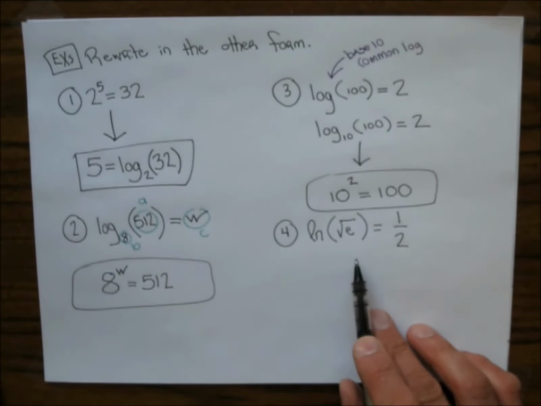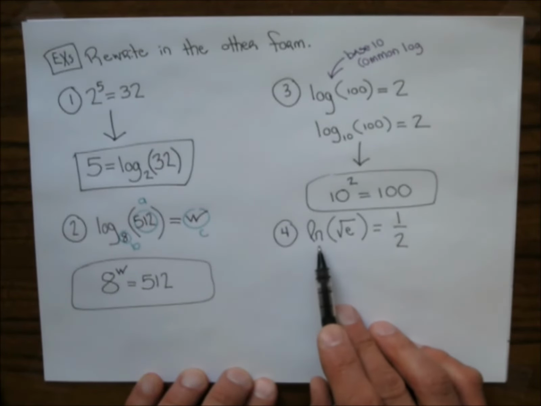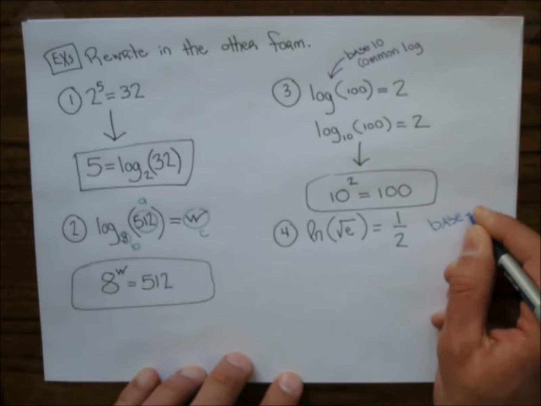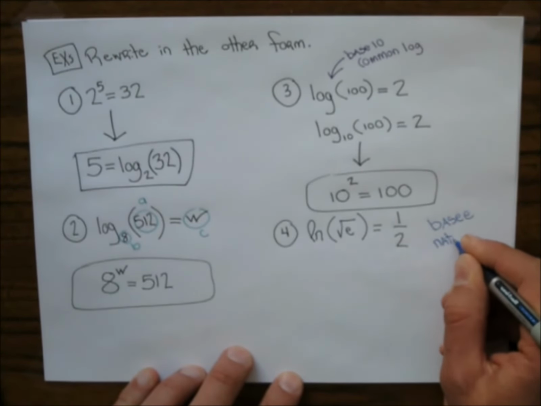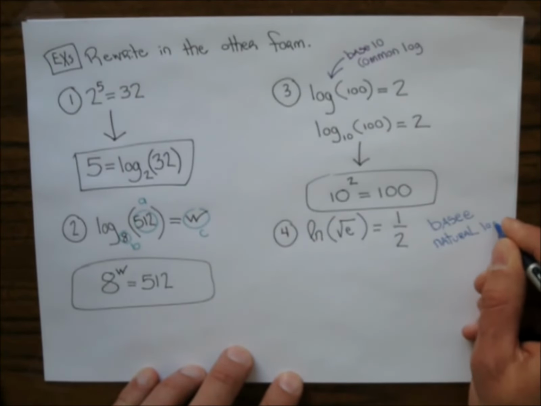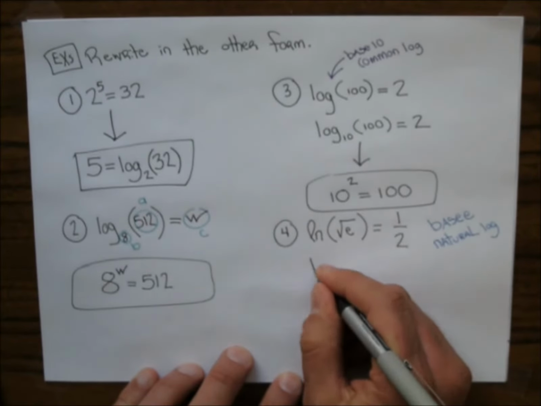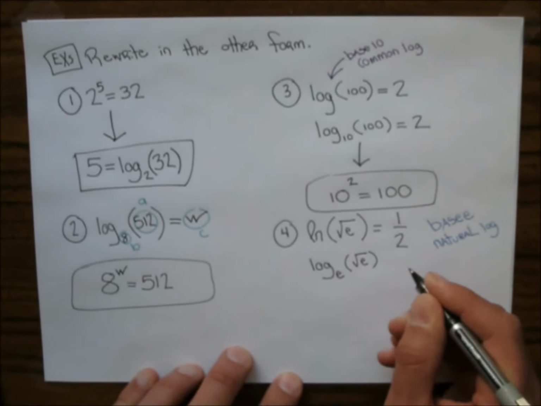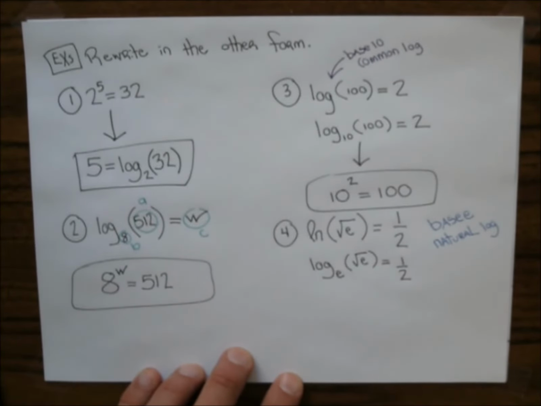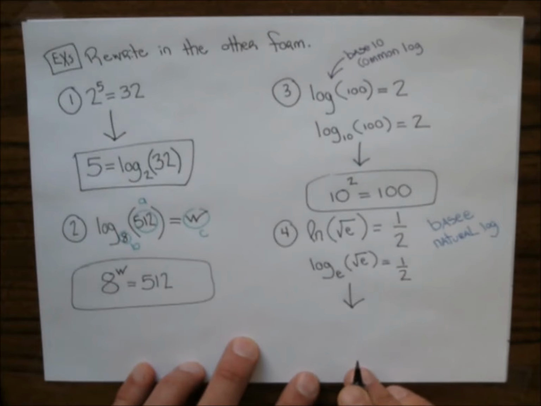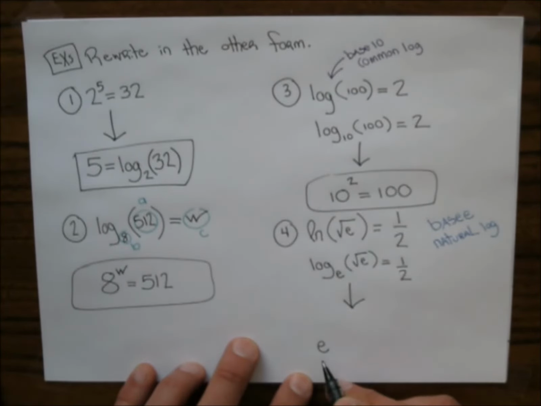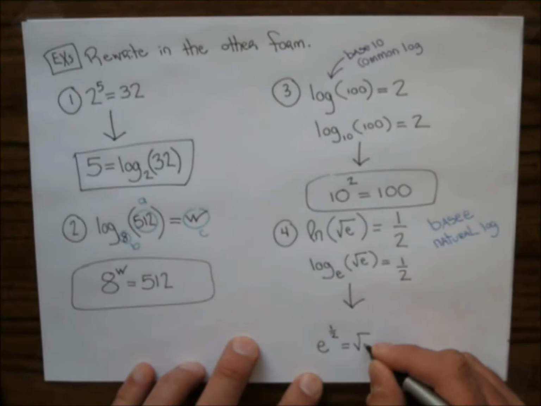The last problem has some more notation here. ln, which is really base e, which is sometimes called the natural logarithm. And that's used a lot. When you see an ln, you can write log base e of the argument equals 1/2. Okay, so now we're ready to change this from Superman back to Clark Kent. The base is e. The exponent is 1/2, and the argument is the square root of e.